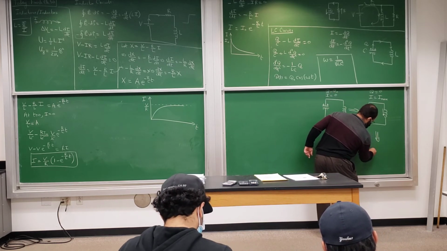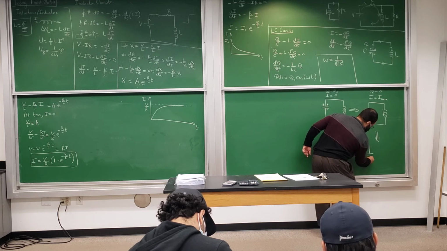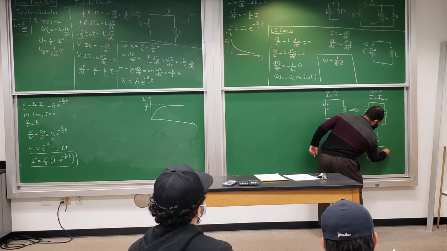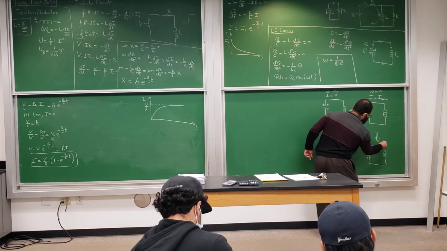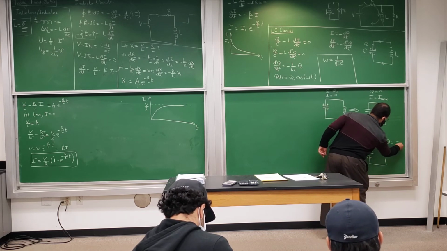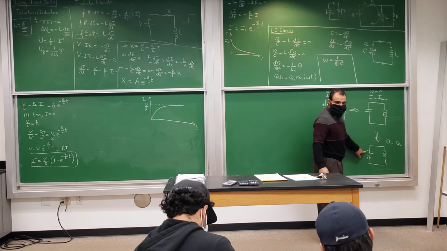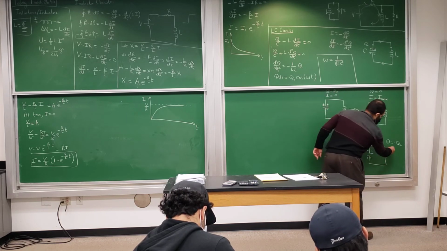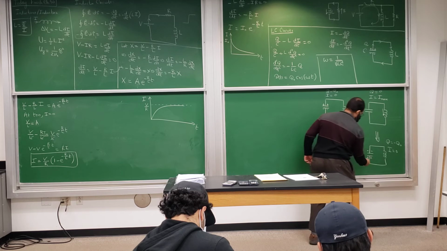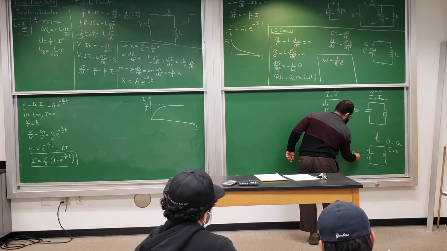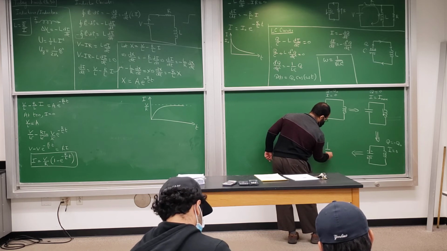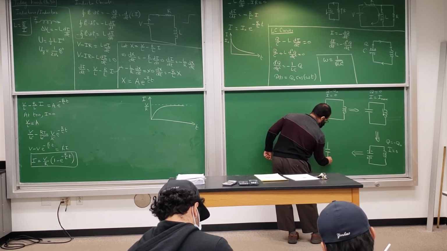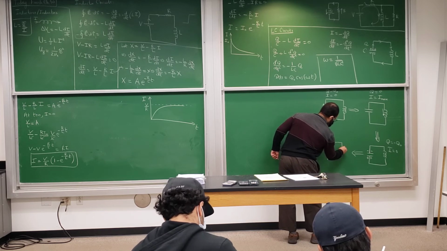You would have your now capacitor. Here is plus, here is minus. And now no current here. So in this case, Q is equal to minus Q0, the one on the top plate, and the current is 0. And then finally, for this one, we've got your capacitor, your inductor.